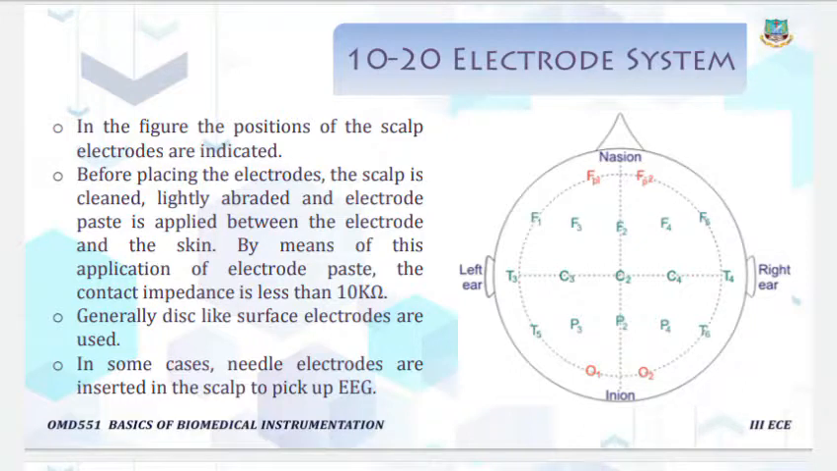If we want to place these electrodes, we have already studied the electrodes, right? What do we have to do before placing the electrodes? We have to clean the portion. Before placing the electrodes on the scalp, the scalp is cleaned, lightly abraded, and the electrode paste is applied between the electrode and the skin. By means of this electrode paste, the contact impedance is less than 10 kilo ohm.